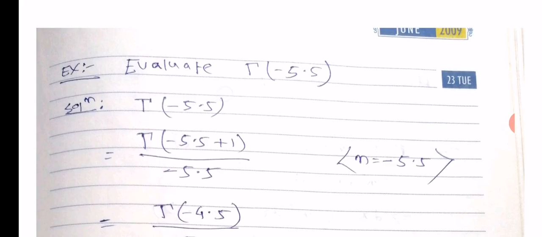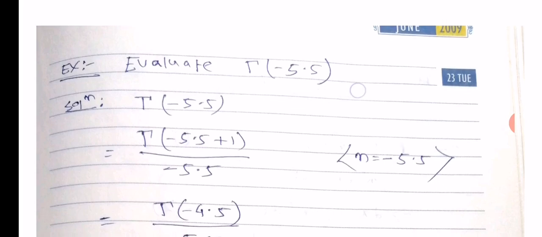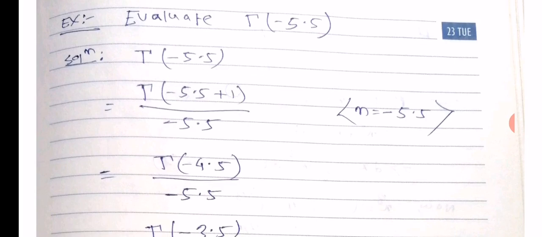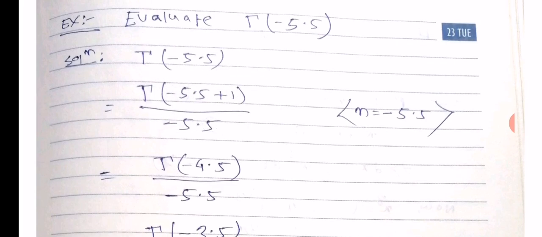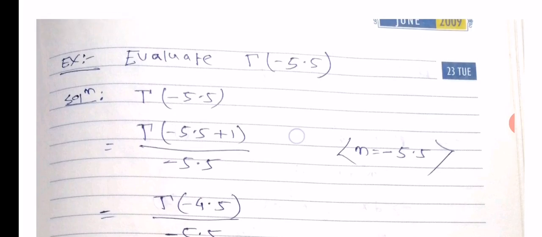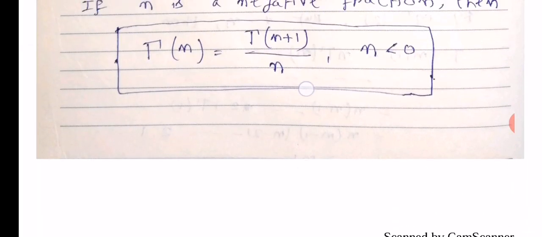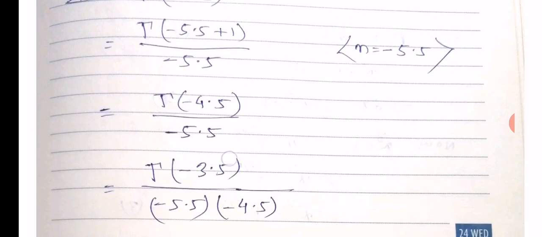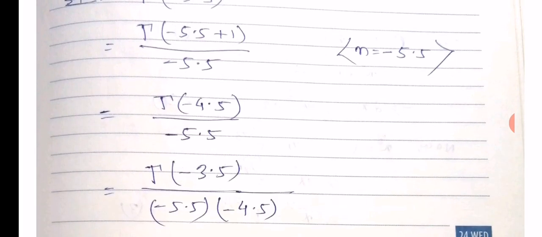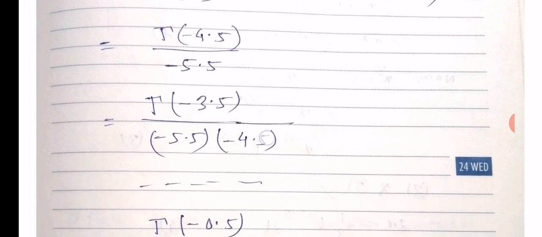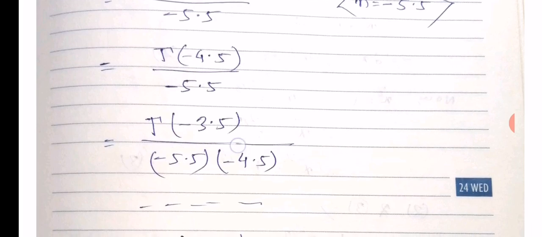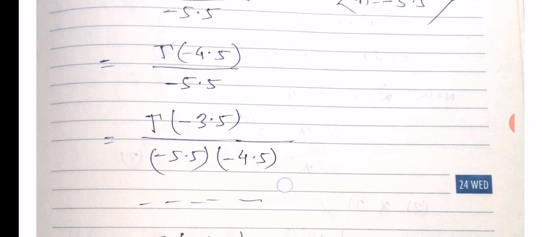So evaluate gamma of minus 5.5. Gamma of minus 5.5 we can write as gamma of minus 5.5 plus 1 by minus 5.5, by using this formula. So we will get gamma of minus 4.5 by minus 5.5. Similarly, gamma of minus 4.5 we can write as gamma of minus 3.5 by minus 4.5.